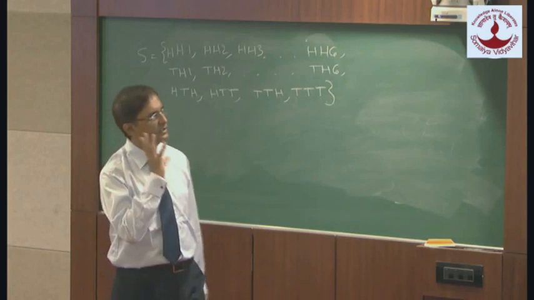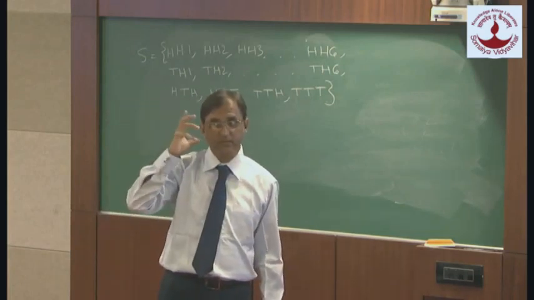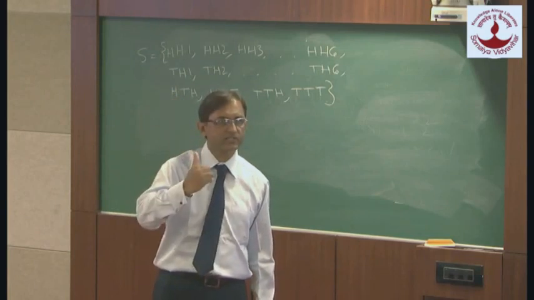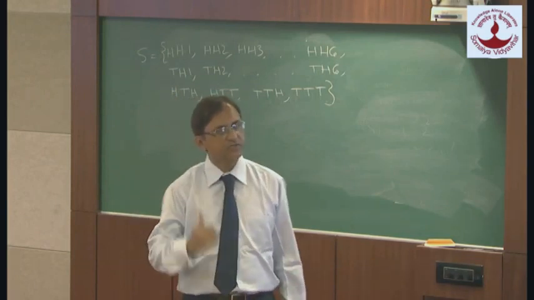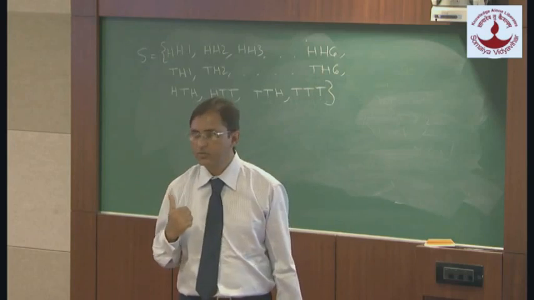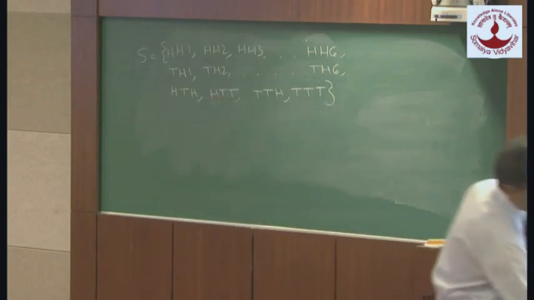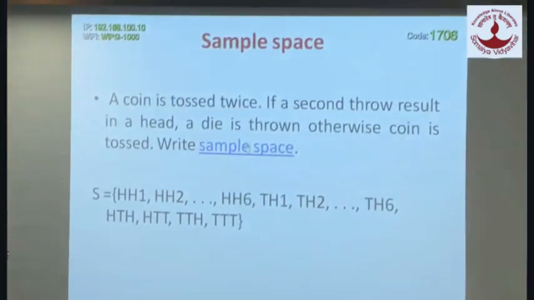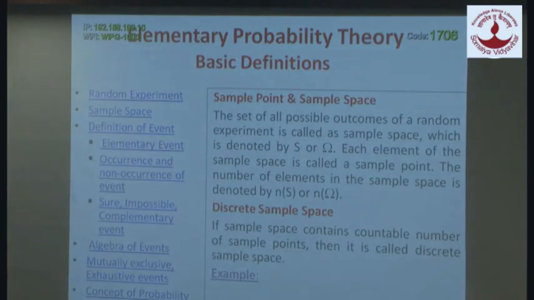Okay. So try to understand the experiment, conduct the experiment logically, and first write down the total number of exhaustive cases, the total number of outcomes, which is very important in case of drawing. Okay. So this is what we get. Sample spaces. Is that okay?